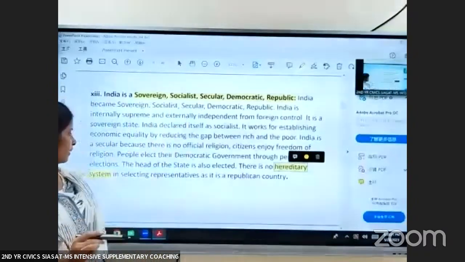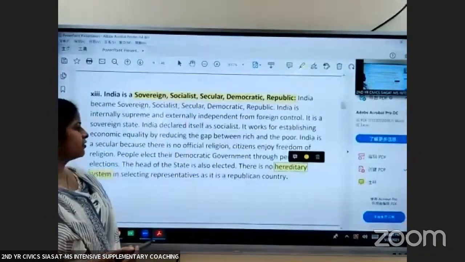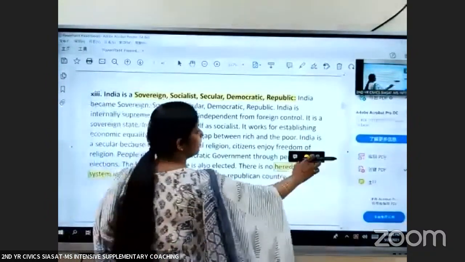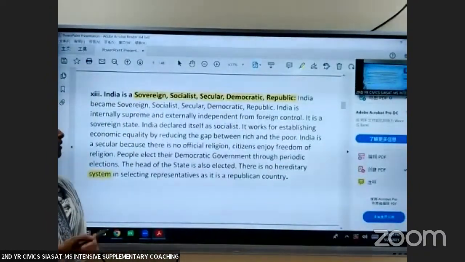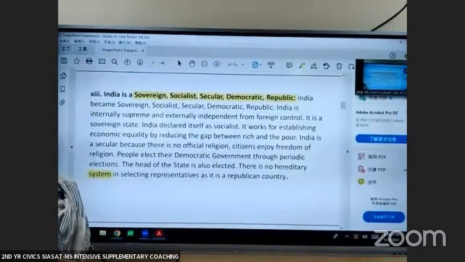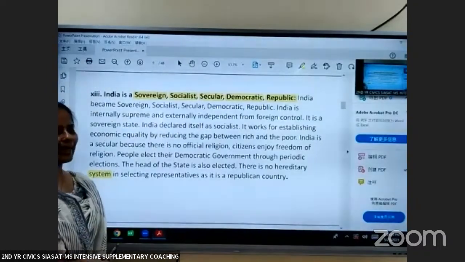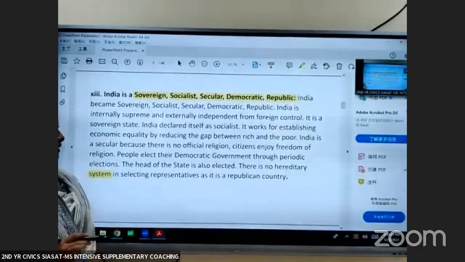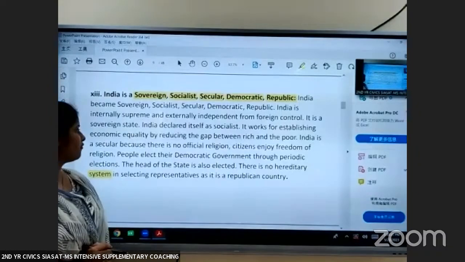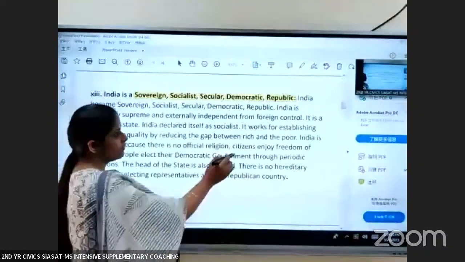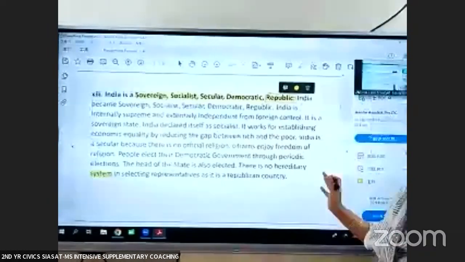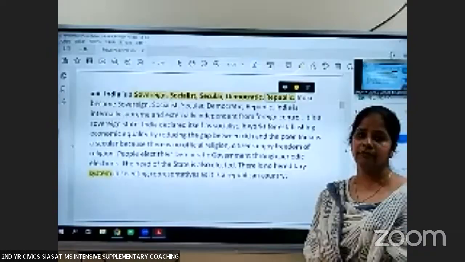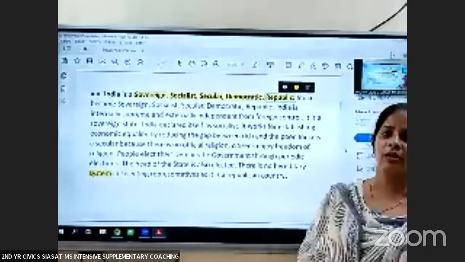Okay. So the representatives of the people in India, the members of the parliament and the members of the assembly, they vote for the president. He is elected indirectly. There is no hereditary system followed. That's why we say India is a republican country. I hope you understood these features of the Indian Constitution.